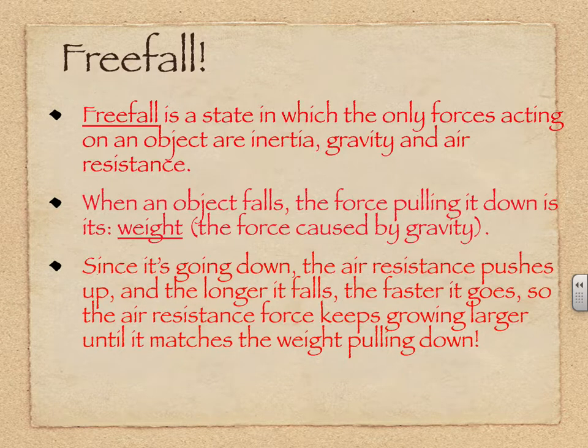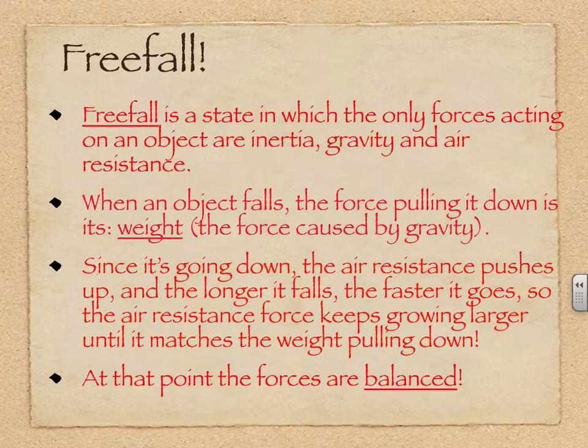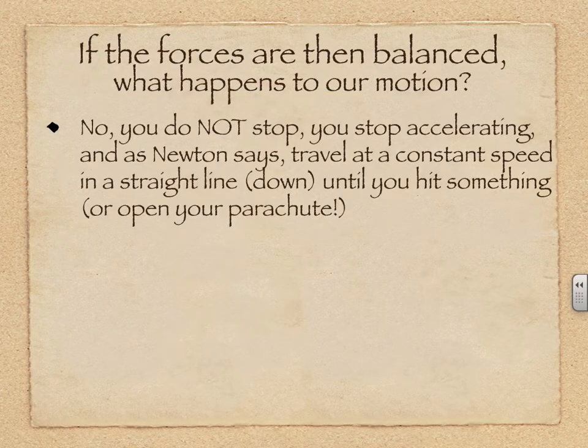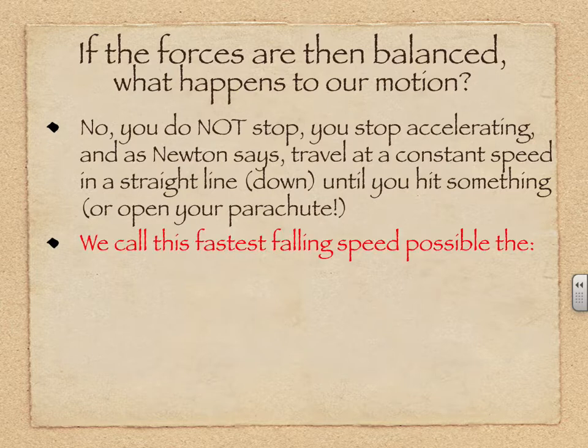Oh, I hate that. So, yes, at that point, our forces are balanced. When our forces get balanced, we don't stop moving, we stop accelerating. And then, of course, when we have balanced forces, Newton's first law says we can only travel at a constant speed in a straight line. We're going to do that until we either bounce off the ground or until we open up our parachute. Hopefully we open up our parachute because bouncing would hurt.